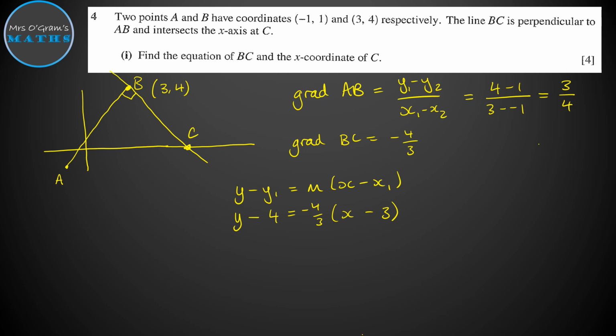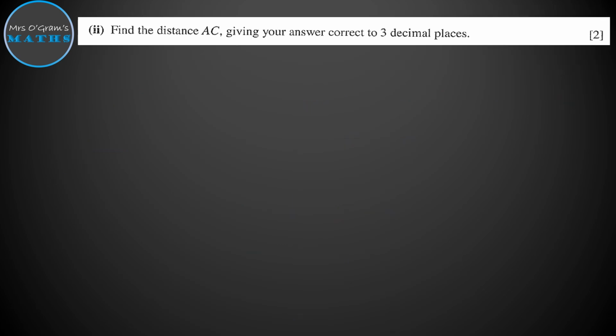So there's the equation, and when it crosses the x-axis, the y value will be equal to 0. So we can carry on with the calculation having a 0 in there and just do some rearranging. So you work that through and you get the final answer of x equals 6. So we just worked out the coordinates for C, that will be 6, 0.